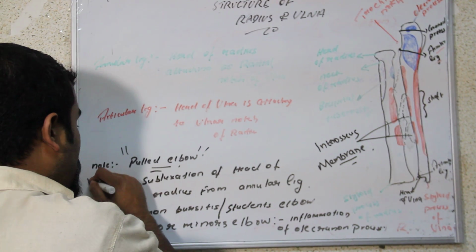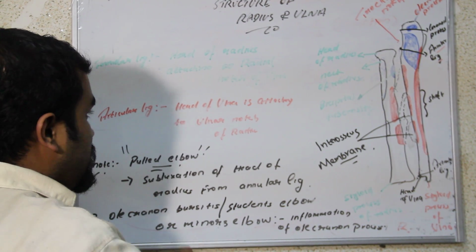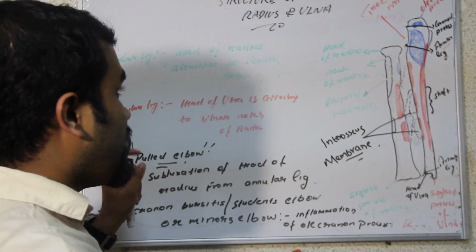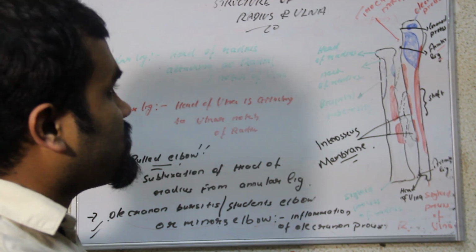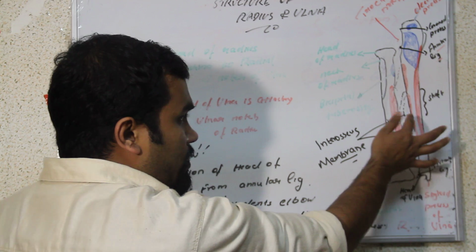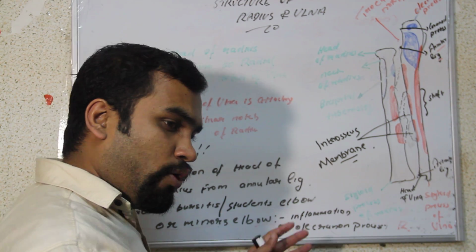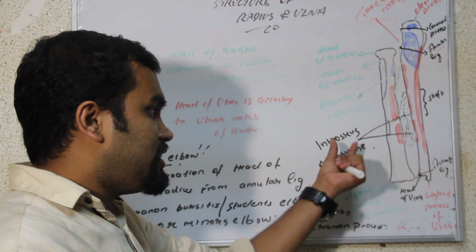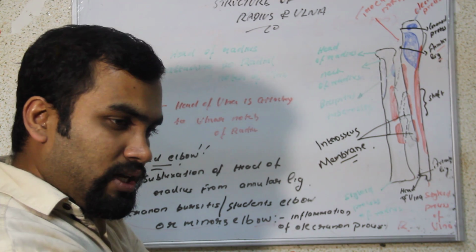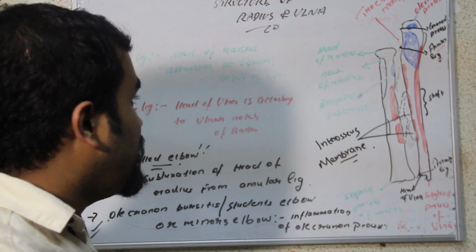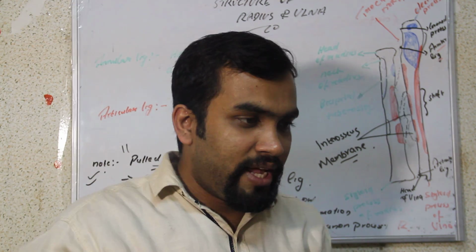So these two are the most important clinical conditions asked here. So, annular ligament, articular ligament. This is the simple structure of radius and ulna. The interosseous membrane connects radius and ulna. It is an immovable joint; we'll study the types of joints later. It is very strong and cannot be moved out. So this is the simple structure of radius and ulna.